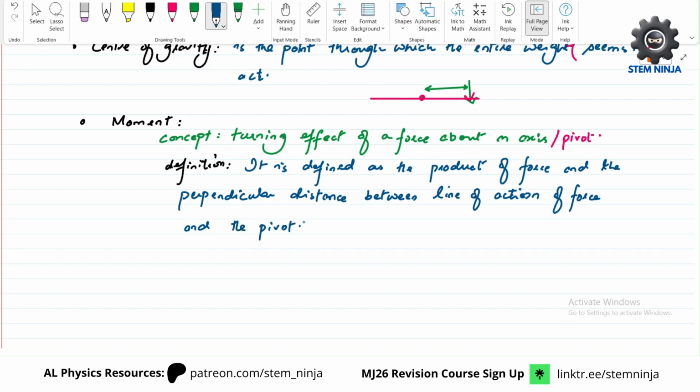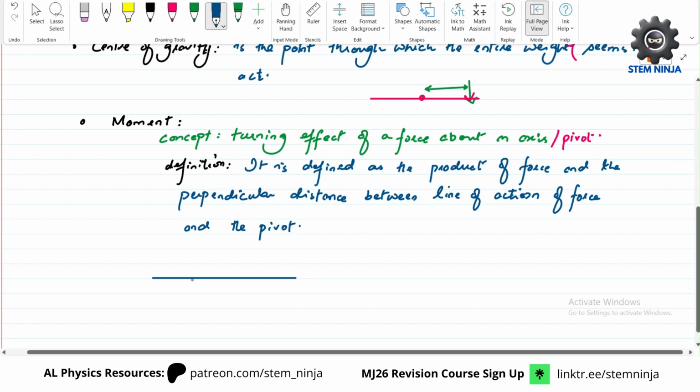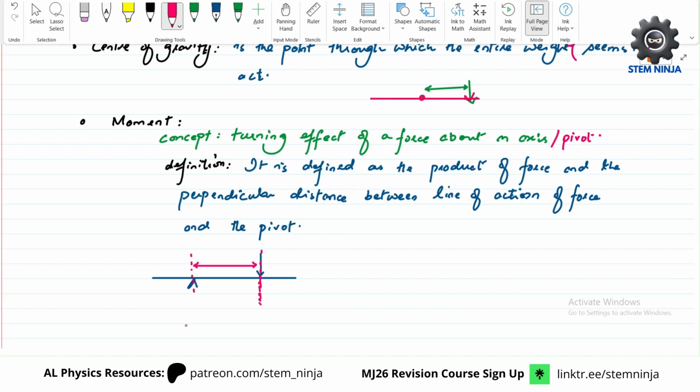Now, to understand what this actually means, in IGCSE and O level we were familiar with having this type of force where this is the line of action of the force, along this line. So this is already perpendicular to this. So the perpendicular distance would be this one. But what if the force is acting at an angle to this beam or whatever this is?